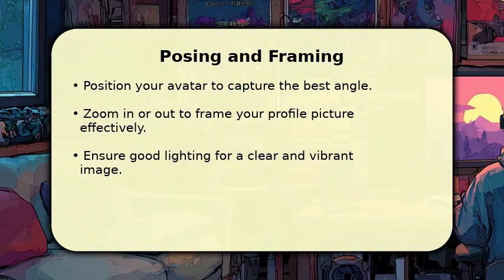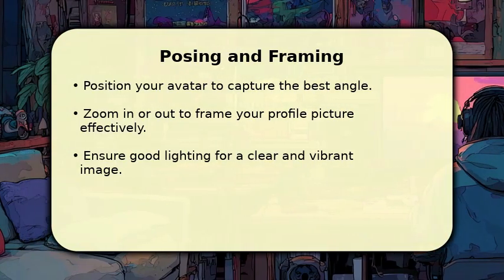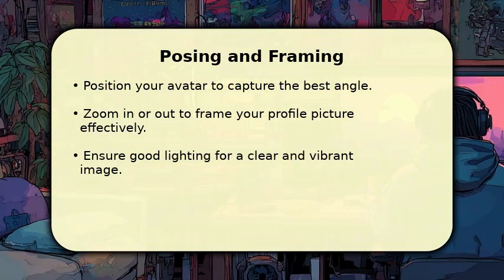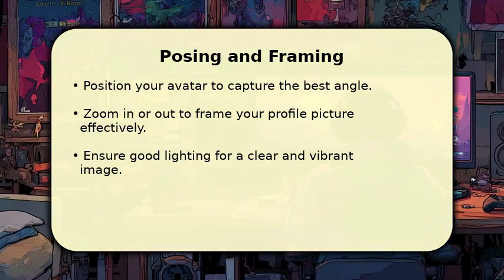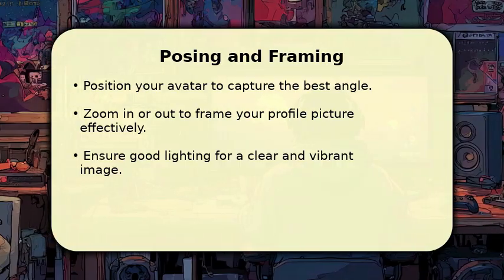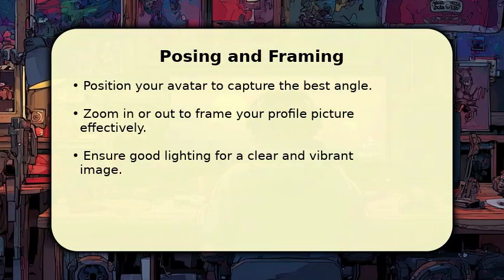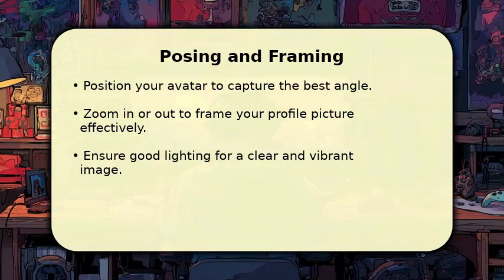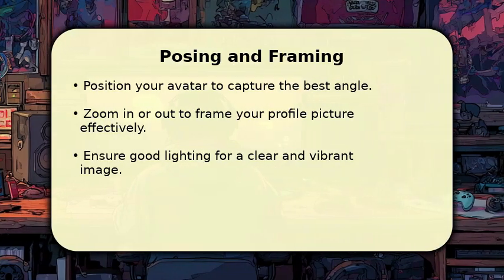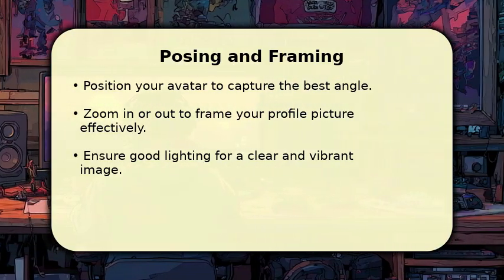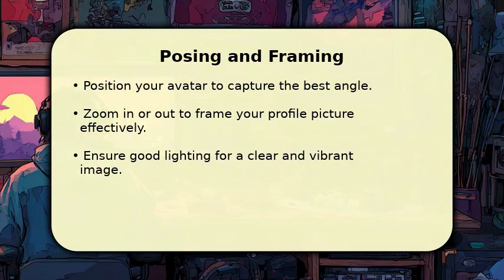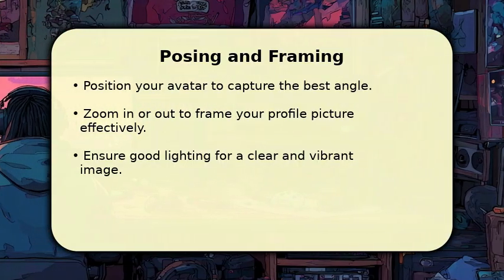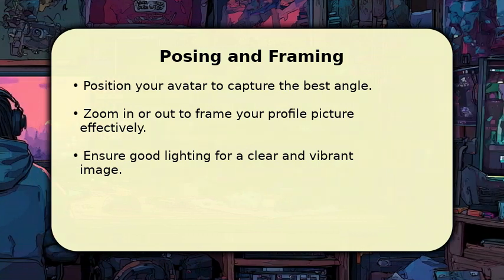Now, let's focus on posing and framing your avatar for that perfect shot. Carefully position your avatar to capture its best angle, ensuring all your chosen details are visible. You can zoom in or out to frame your profile picture effectively, aiming for a clear and balanced composition. Pay attention to lighting. Good lighting makes your image vibrant and professional. Think about how the avatar fills the frame, perhaps leaving a small amount of space around the edges for a clean look.